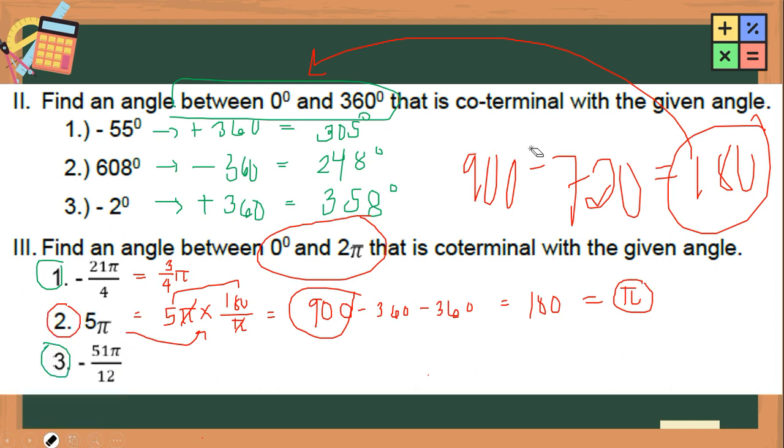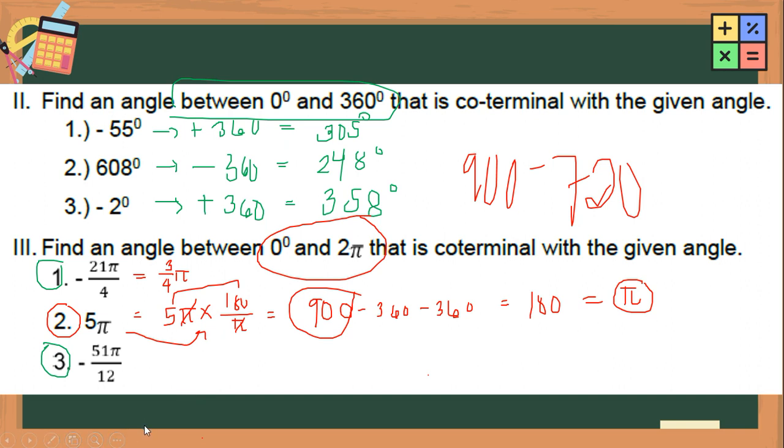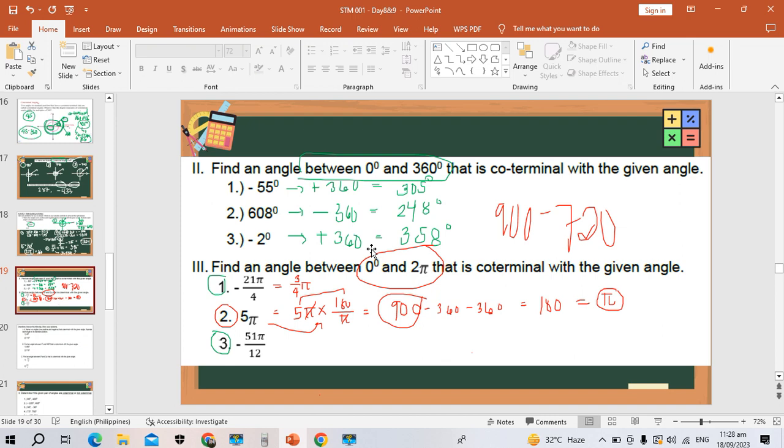Here, since this one is negative, it's easy. We can do our shortcut using the calculator. So, here's our calculator.